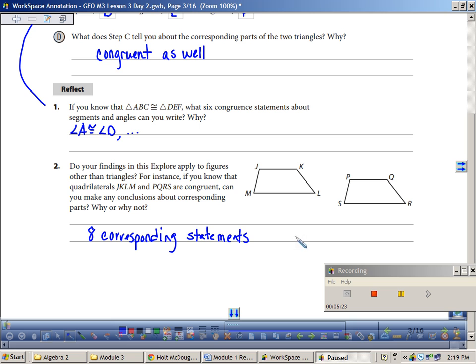Give me one. Give me 1 out of the 8. Alex? Angle L and angle R. Angle L is congruent with angle R. Perfect. Questions so far? Pretty straightforward stuff, right? If they're congruent, the parts are congruent.